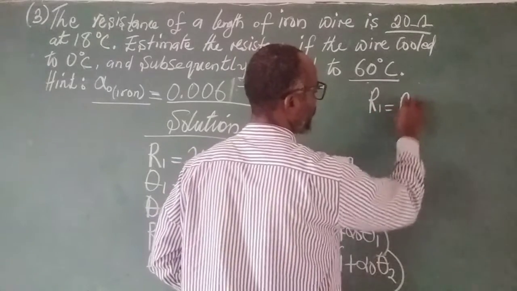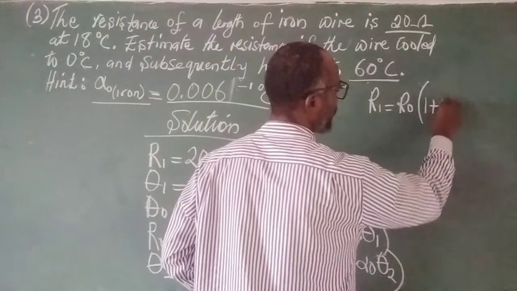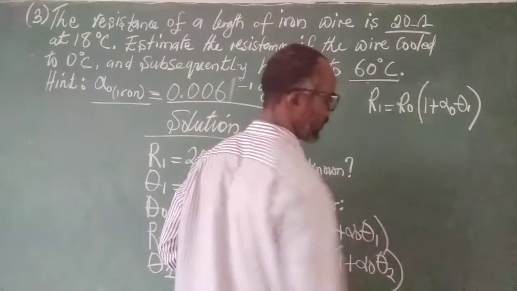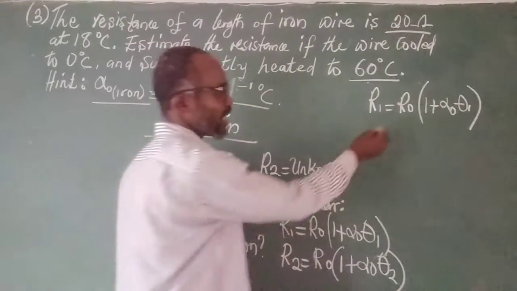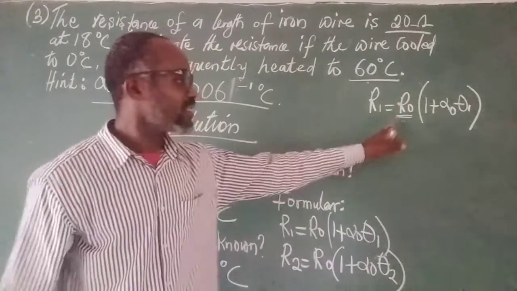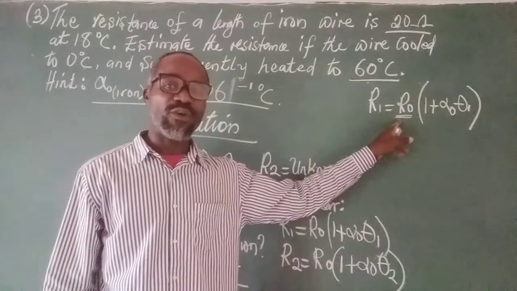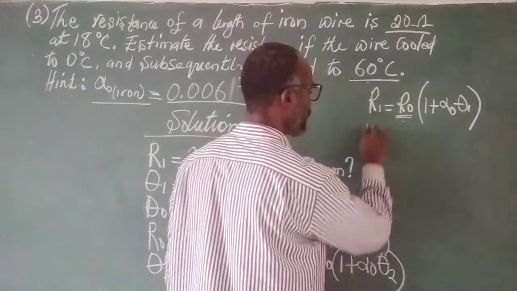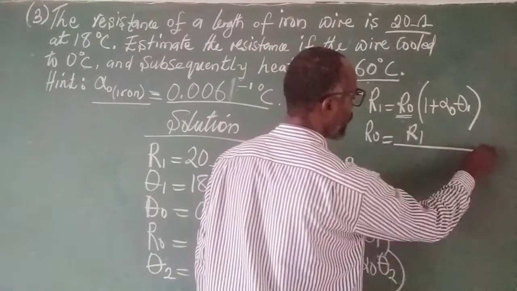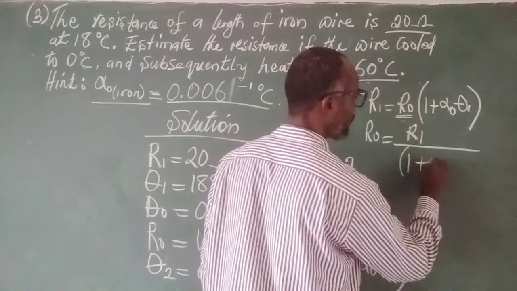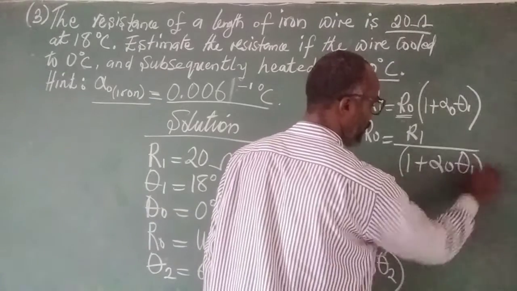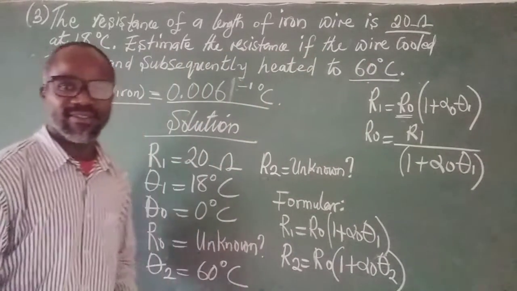R1 is giving us R0 bracket 1 plus the temperature coefficient of the iron wire times theta 1 bracket close. So we are going to make R0 the subject, because that's the one we are looking for. That is the resistance of the wire when the temperature of the wire is 0. It becomes R1 all over bracket open 1 plus the temperature coefficient of the iron wire multiplied by theta 1 bracket close. That is it.